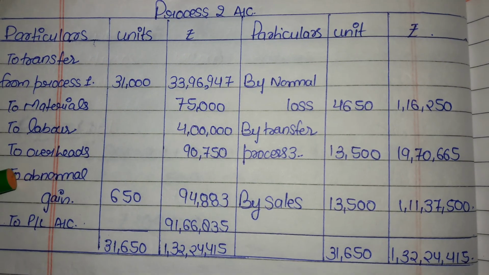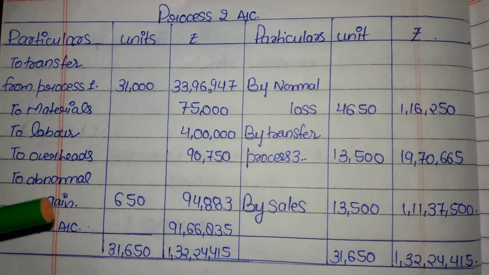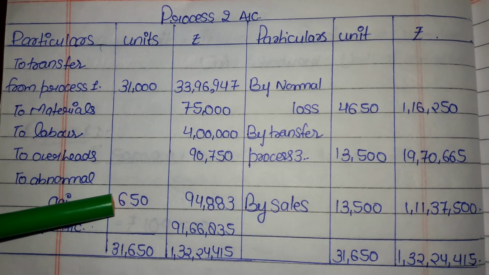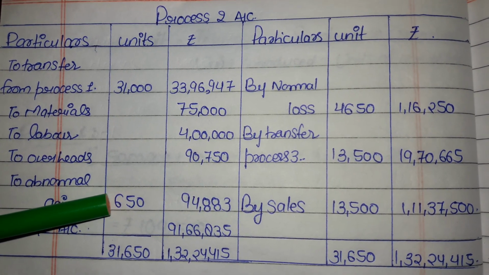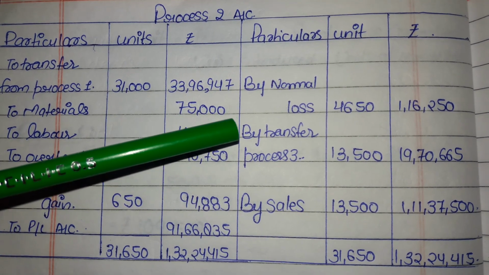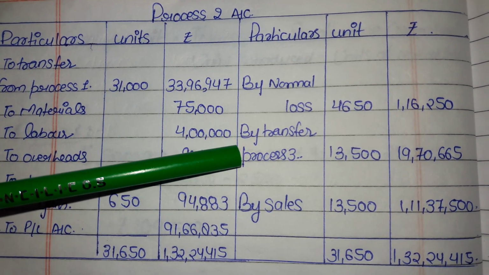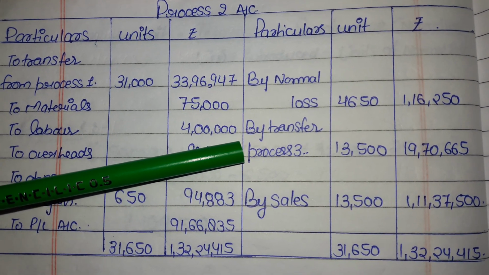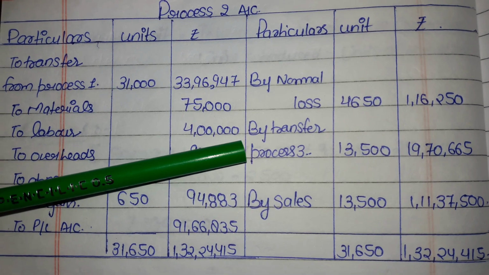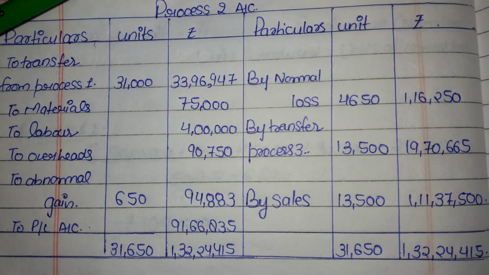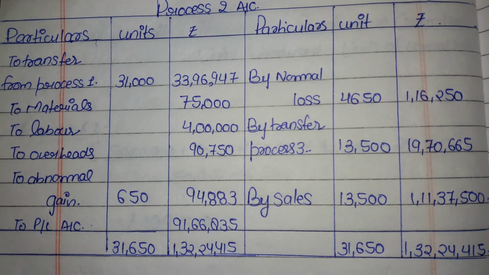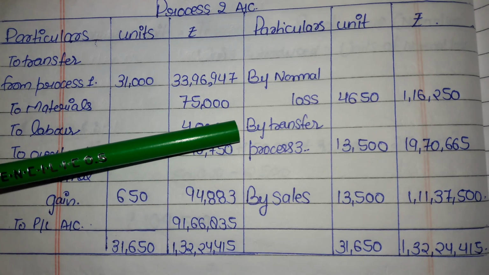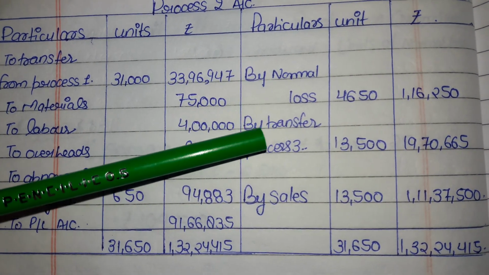We'll write the abnormal gain on your debit side, to abnormal gain 650 units. In this also per unit value is calculated, that is your cost per unit. So we'll calculate it, and this your transfer to process 3 account. We have seen in the question that one half of the output needs to be transferred to process 3, and the output was 27,000. So one half of 27,000 will be your 13,500. The cost per unit will be calculated for abnormal gain and your transfer to process 3.